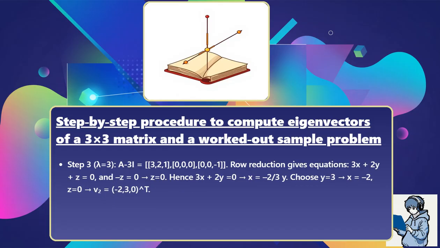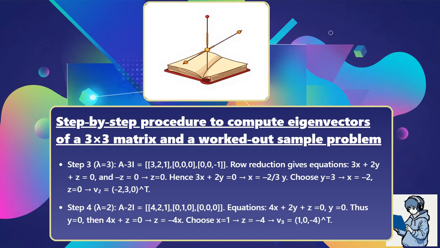Step 3: lambda equals 3. A minus 3I equals matrix with rows 3, 2, 1, 0, 0, 0, 0, 0, negative 1. Row reduction gives equations 3x plus 2y plus z equals 0, and negative z equals 0, so z equals 0. Hence 3x plus 2y equals 0, giving x equals negative 2/3 y, choose y equals 3, then x equals -2, z equals 0, giving eigenvector v sub 2 equals (-2, 3, 0) transpose.